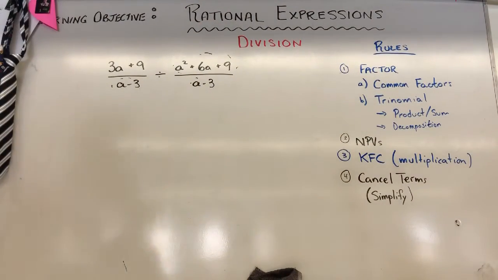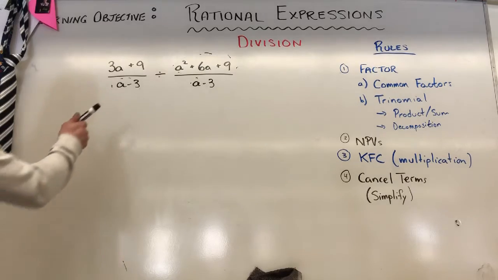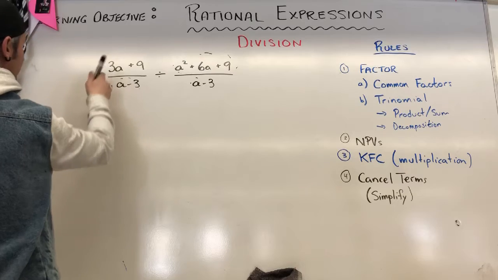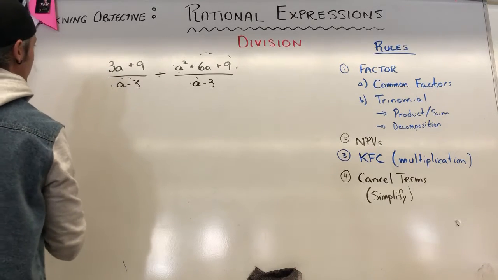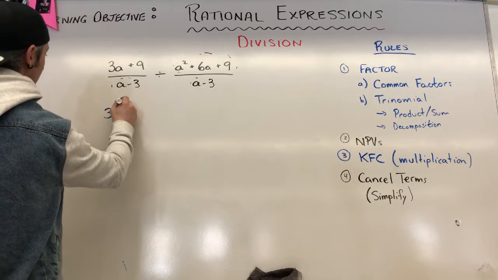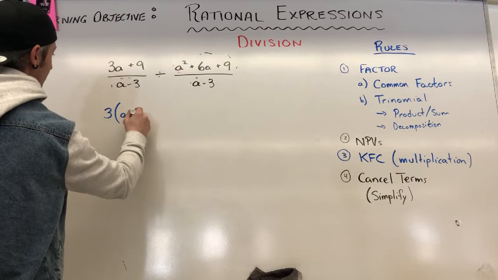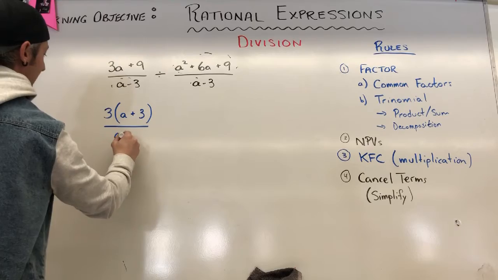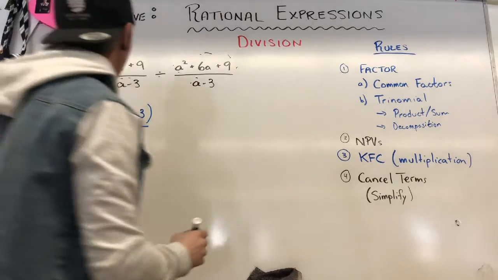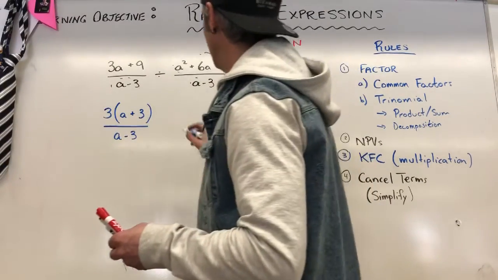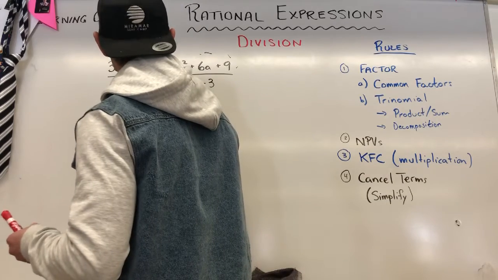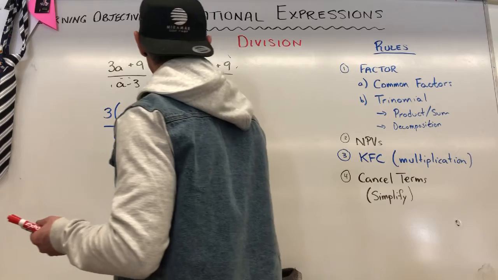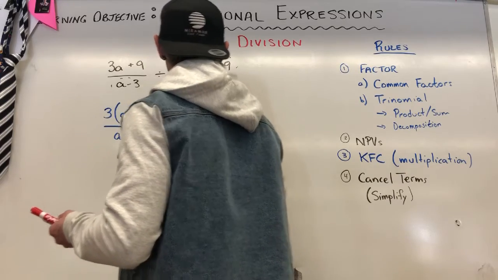I'm in the shot. Okay, so I'm going to start by factoring everything. Common factors. So in this one, a common factor of 3. They would have a 3 in common. And it's going to be 3 times a plus 3 to get 3a plus 9. The bottom's already factored. There's nothing I can do to that binomial. And I'm going to go ahead and flip it right away, because it doesn't matter whether I do it now or later. So now I'm going to put the a minus 3 up here.